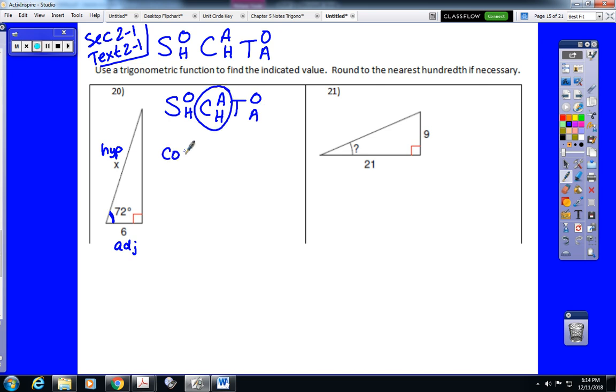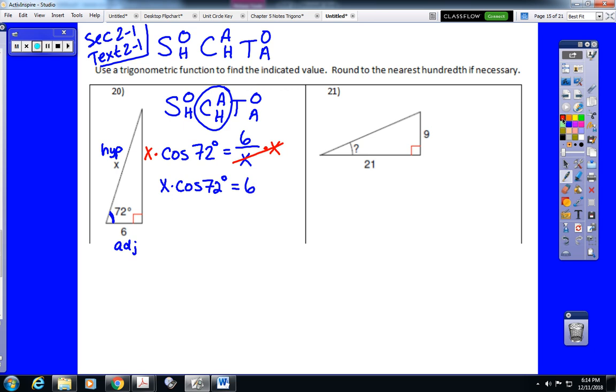So we say the cosine of the angle, 72 degrees, is adjacent over hypotenuse, 6 over x. And then we're going to solve that equation for x. So we're not even going to think about using the calculator until we have x completely by itself. Now the first thing we do is we get x out from underneath the fraction, and the way that we do that is we multiply both sides of the equation by x. That gives us x times the cosine of 72 degrees equals 6.